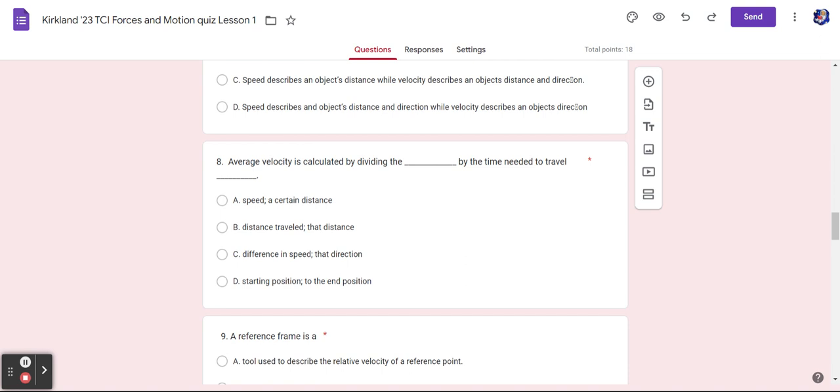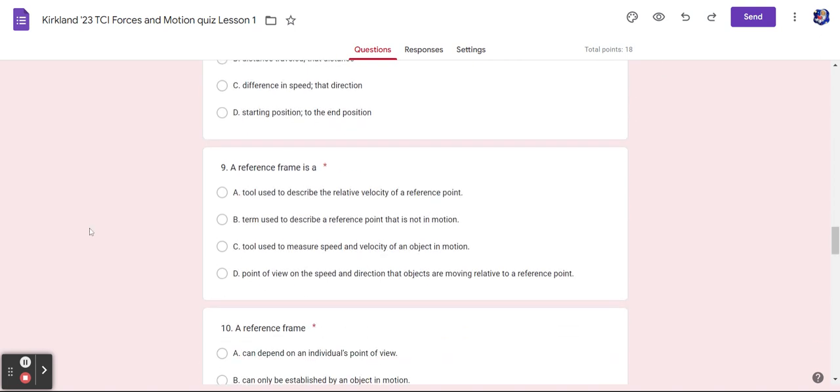Number 8. Average velocity is calculated by dividing the blank by the time needed to travel blank. A. Speed, in certain distance. B. Distance traveled, in that distance. C. Difference in speed, that direction. D. Starting position to the end position.